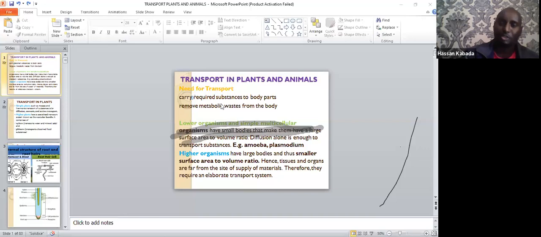Then point number 2 is about this movement. How does this movement occur? You realize in Form 1, the 4th topic about cell physiology, we discussed those physiological processes that enable materials to move into or out of the cell, from one part of the cell to another, from one organism to another.